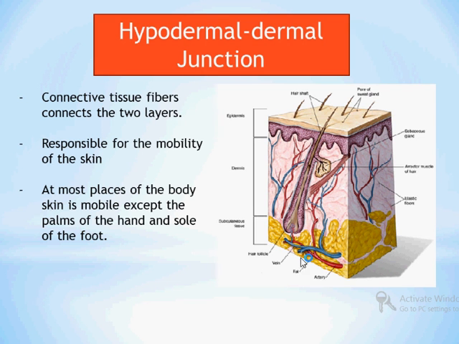with the hypodermis. Let's take a quick overview. It's a layer that lies below the dermis and consists of adipose cells. It has blood vessels also, and anchors the skin. And this junction over here is responsible for the mobility of the skin.